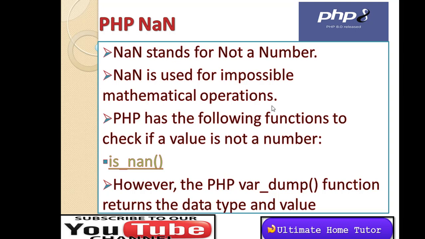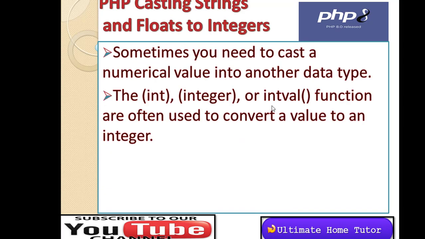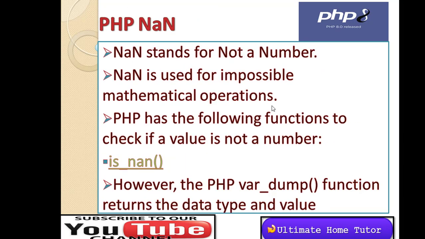Then we'll discuss PHP NaN. NaN is not a number. Not a number is used for mathematical operations. Basically, PHP has a function to check if a value is not a number. So that's why we use a function that we call not a number.